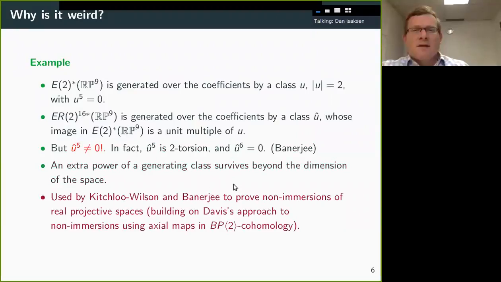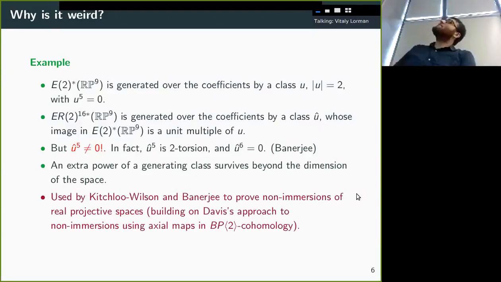Vitaly, this is Dan again. What dimension is U hat in again? It's in degree -16, cohomological degree -16. Yeah, it's a certain power of V2 times U.